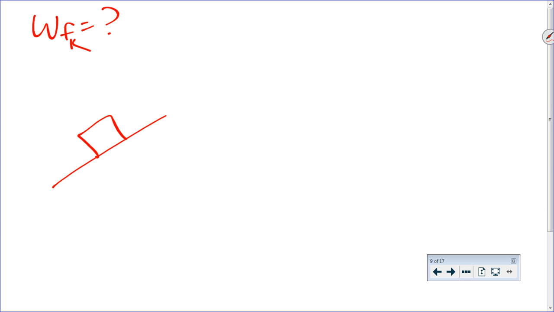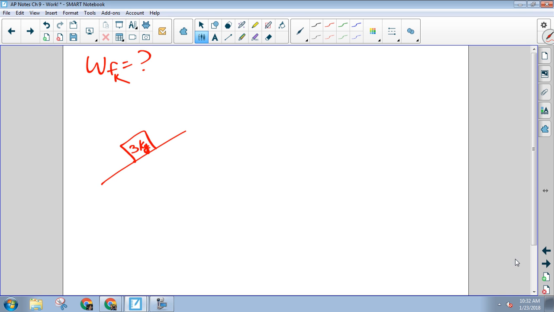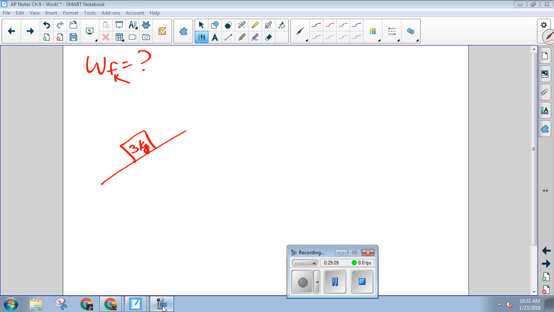We got a 0.3 kilogram box. No, we don't. We have a 3 kilogram box. My bad. It is recording, I think. I guess at this point it doesn't make much sense to start it, but yeah, it's fine.